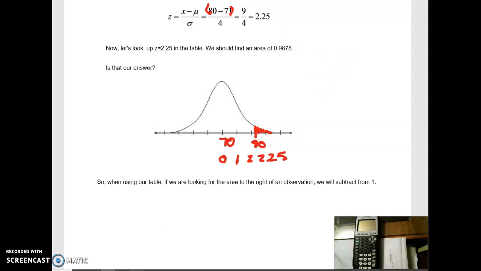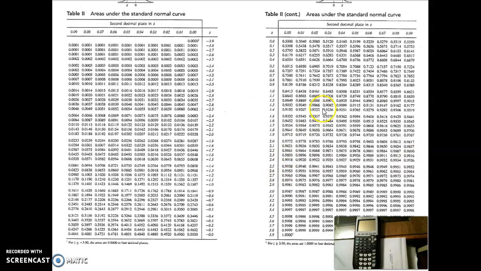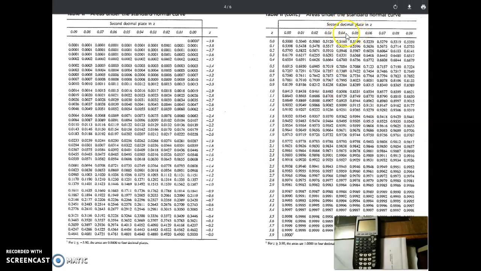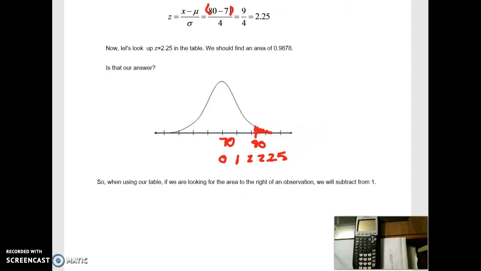2.25 as a z-score. So if we go back to our table, we're on the positive side now. So this is 2.2 and then 5 up here. So 2.25, if I come across on 2.2 until I get to the 5 column, 2.25 is 0.9878, which is the same area that's right here in your notes.